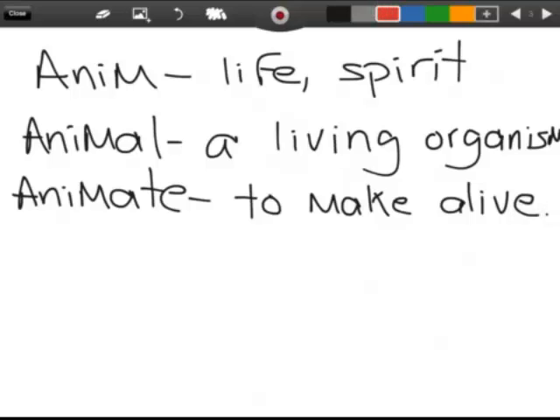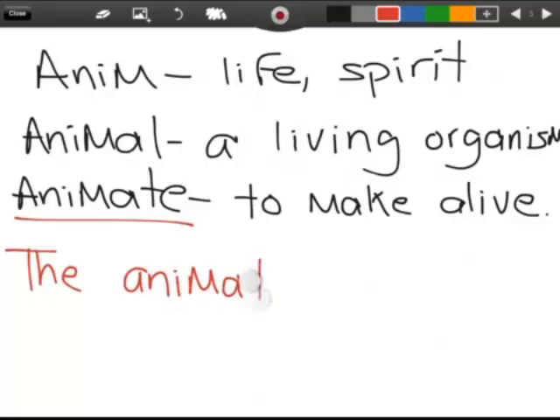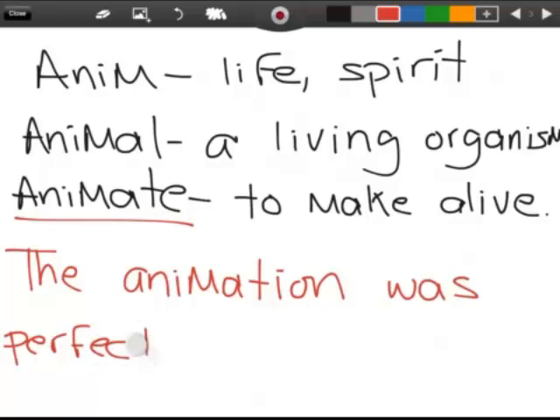If I want to use this word in a sentence, I would say the animation, excuse me, made a small mistake there. The animation was perfectly made. I hope you understood this.